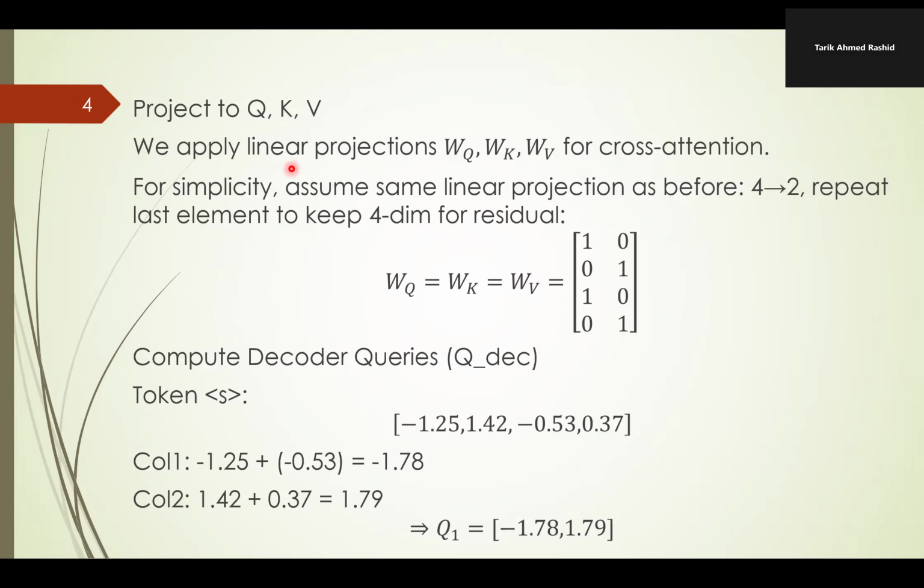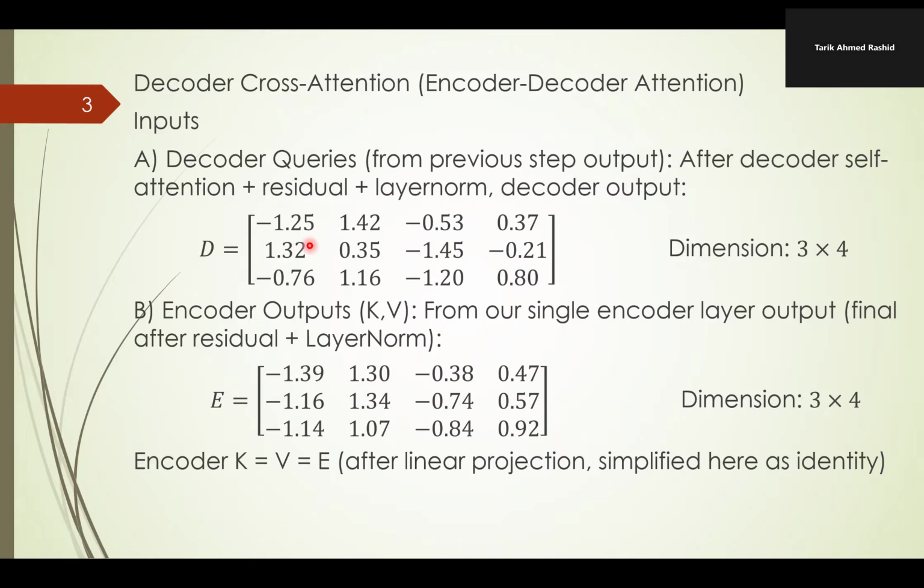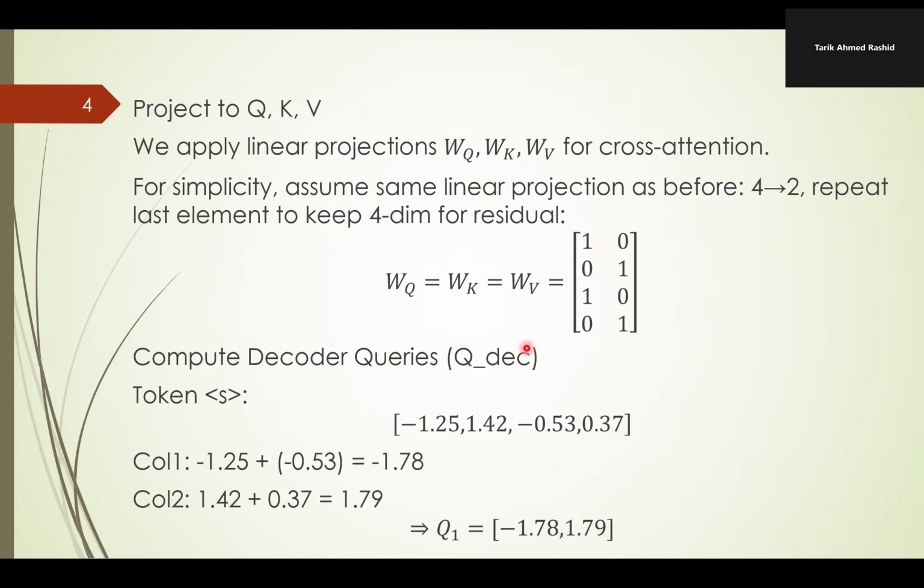Now we need to apply linear projection, and we need to create weight matrices for the query, for the key, and for the value. And then we simply assume the same linear projection, 4 by 2, and we assume they have the same weight matrix. Now, compute the decoder query. This is the decoder query, and this matrix is multiplied by the WQ matrix.